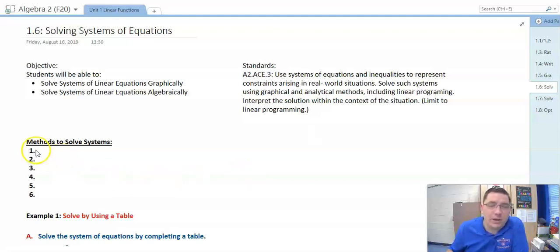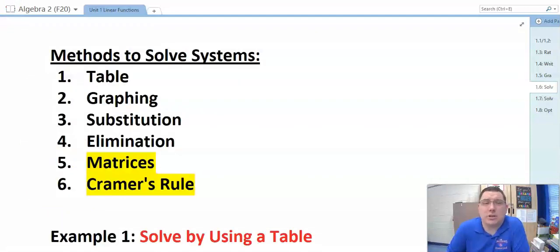And so let's talk about the methods to solve a system. The 6 methods of solving a system include these: a table, solving by graphing, solving by substitution, solving by elimination, and then we have 2 methods you'll see here highlighted in yellow. Those are methods that we'll talk about either later or in a later course. Matrices is a method that we may look at if we get time, and Cramer's rule is a method that if you continue on to calculus, you'll see there.